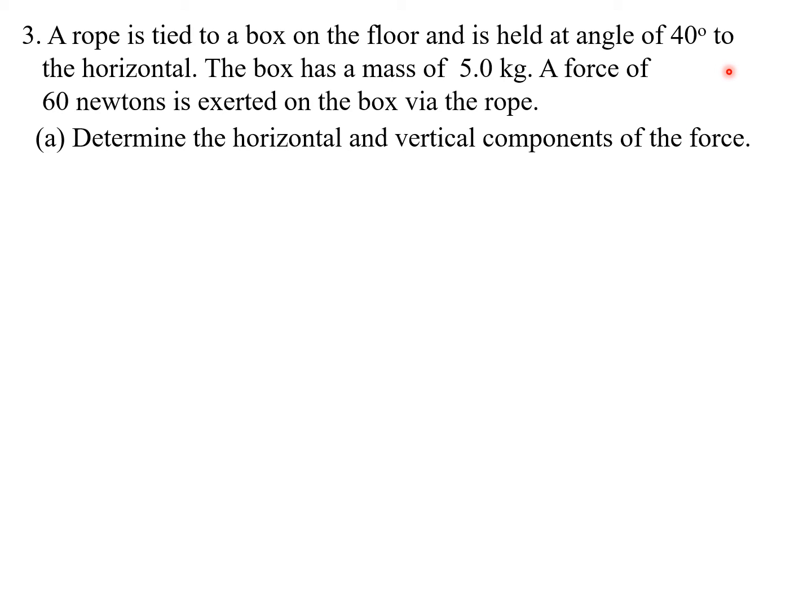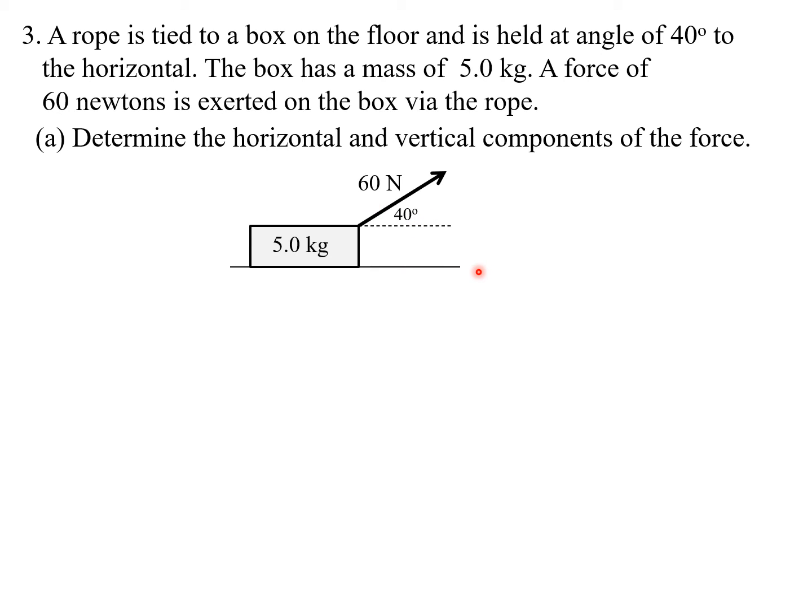All right, our final example involves a box on the floor again. Okay, and so what we have is the rope is held at an angle of 40 degrees to the horizontal. Box is a mass of 5 kilograms. 60 newtons is exerted on the rope, and therefore the box. So here's my sketch. I put a little box on the floor and rope at an angle. Okay, there's a tension in the rope of 60 newtons, and it is at an angle of 40 degrees.